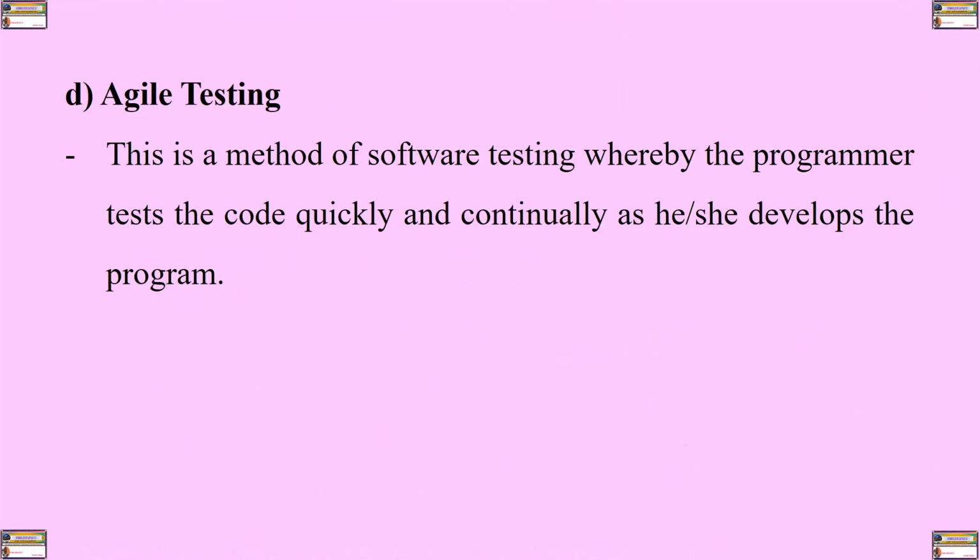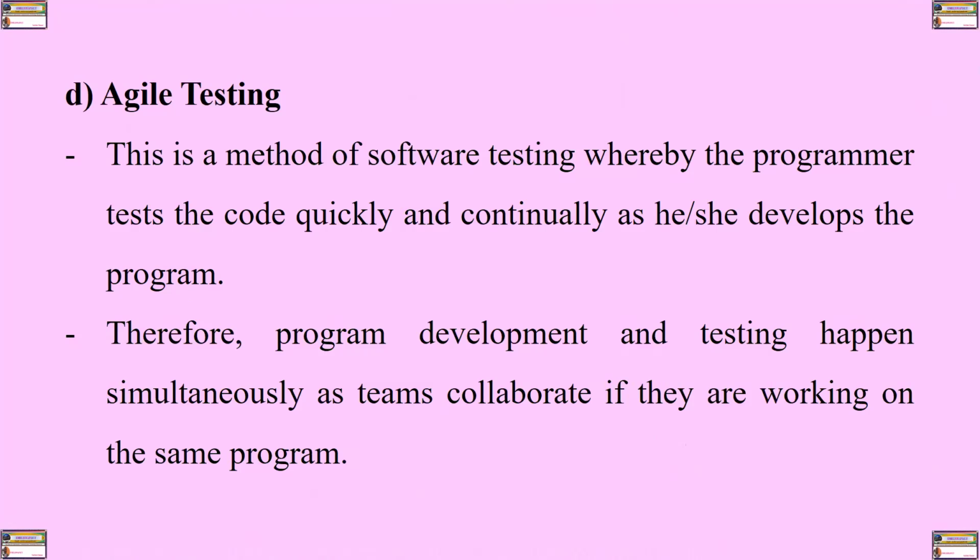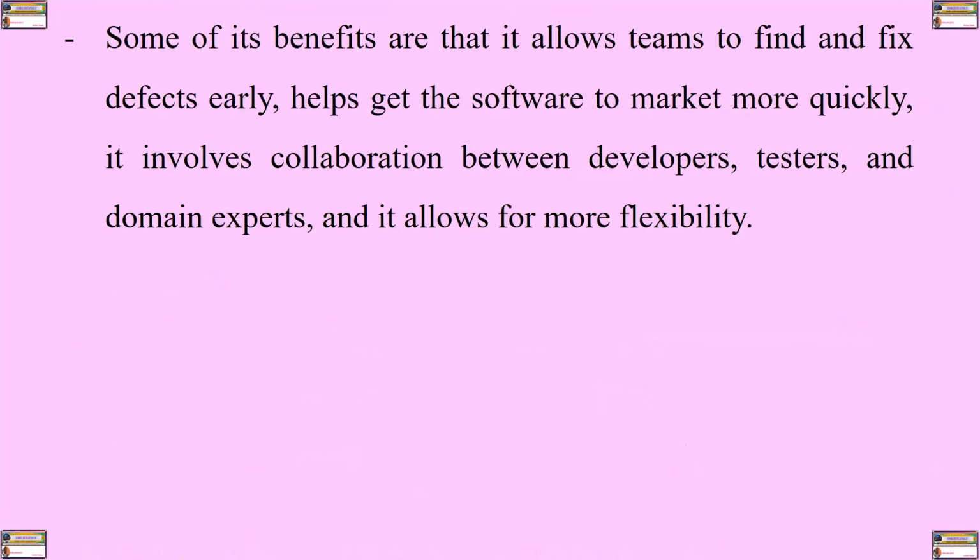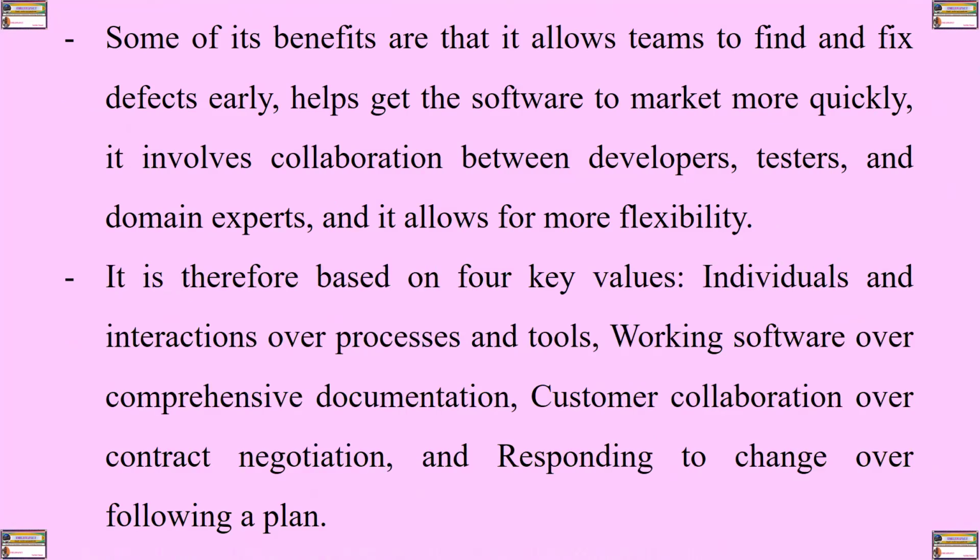The other type is Agile testing. Agile testing is a method of software testing whereby the programmer tests the code quickly and continually as he or she develops the program. Therefore, program development and testing happen spontaneously as teams collaborate if they are working on the same program. Some of its benefits are that it allows teams to find and fix defects early, helps get the software to market more quickly. It involves collaboration between developers, testers, and domain experts, and it allows for more flexibility.